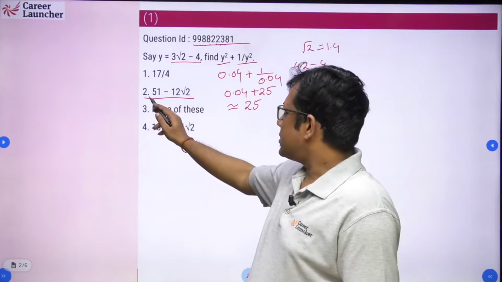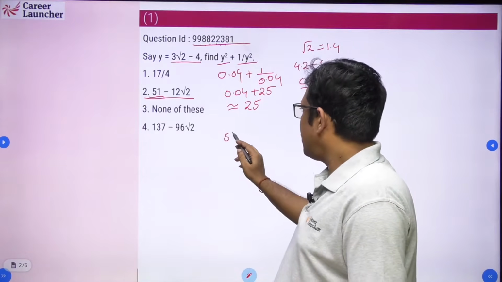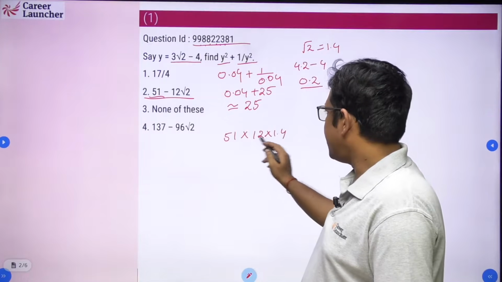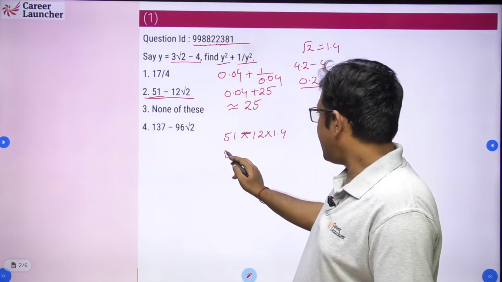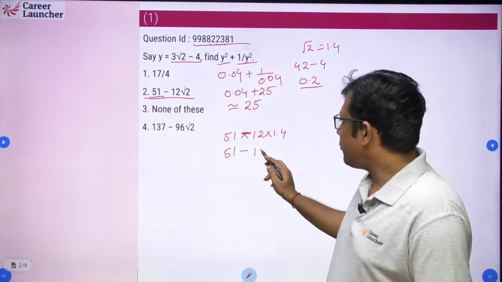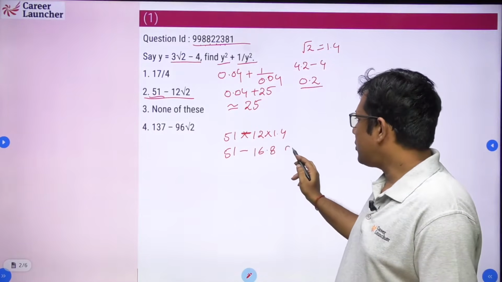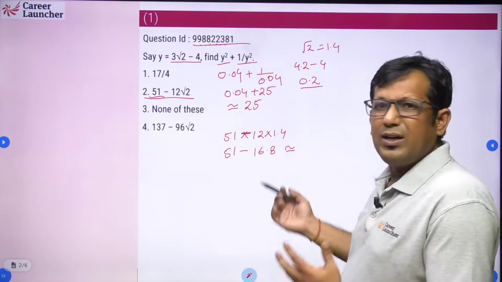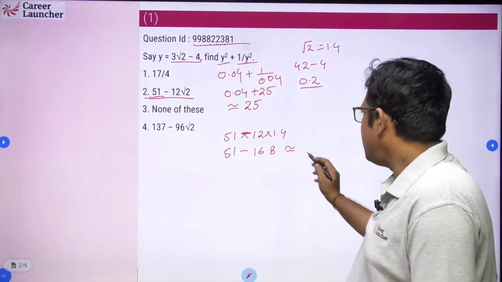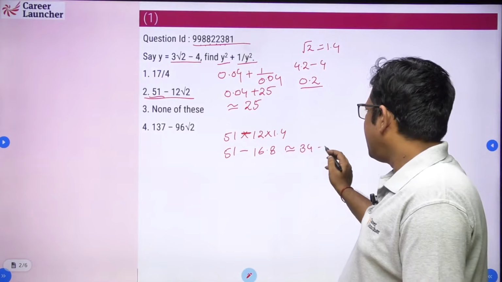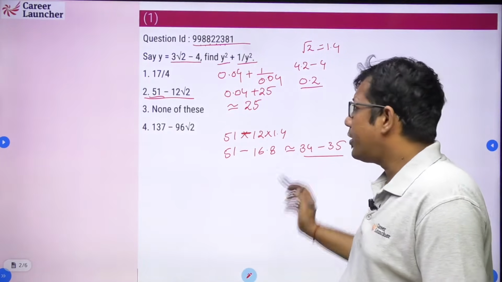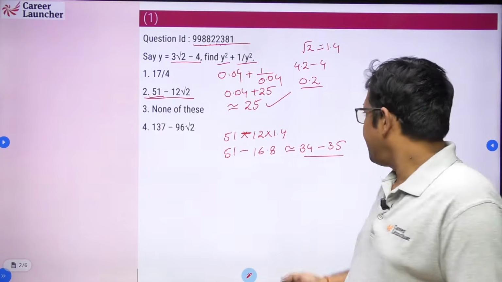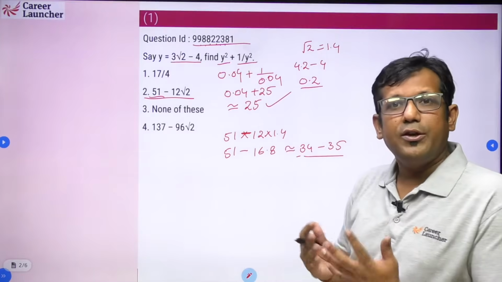Now if you calculate this option, it is 51 minus 12 root 2, which means 12 into 1.4, which is 16.8. So 51 minus 16.8 comes out to be approximately 34 or 35. Our actual answer was closer to 25, and this value comes out to be 34, 35.